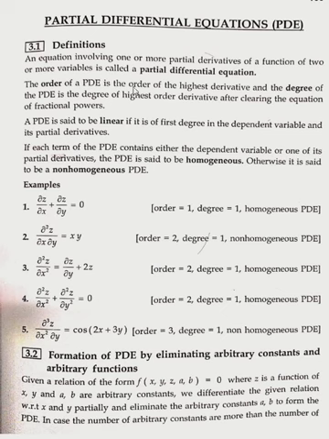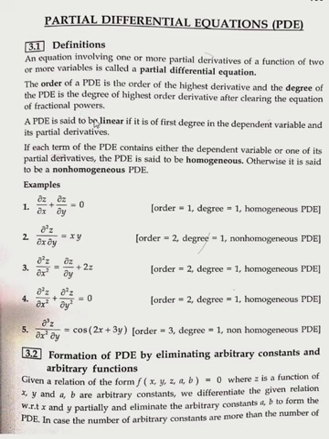Next, the order of the PDE is the order of the highest derivative, and the degree of the PDE is the degree of the highest order derivative after clearing the equation of fractional powers. So here, what is the order of the PDE? The order of the highest derivative. Here the highest derivative is of order 1. What is the degree? The degree of the highest derivative, that is 1. Therefore the order is 1, the degree is 1.